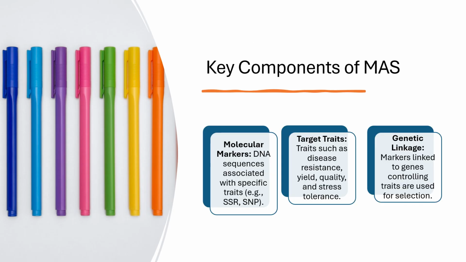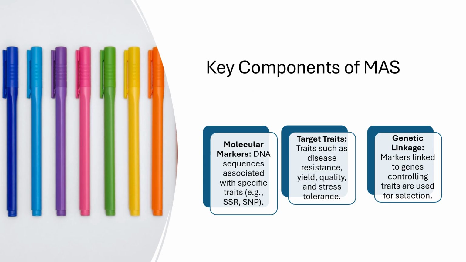MAS uses molecular markers, specific DNA sequences like simple sequence repeats, SSRs, and single nucleotide polymorphisms, SNPs, that are associated with desirable traits, allowing breeders to select plants with favorable genetics more efficiently. These markers enable precise identification and selection for key target traits, including disease resistance, yield enhancement, quality improvement, and stress tolerance, which are vital for crop resilience and productivity.